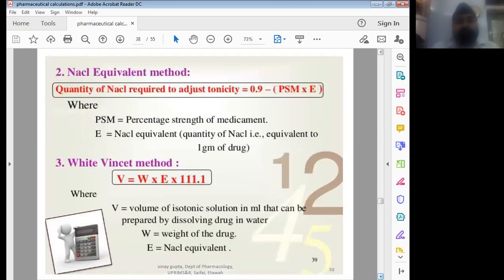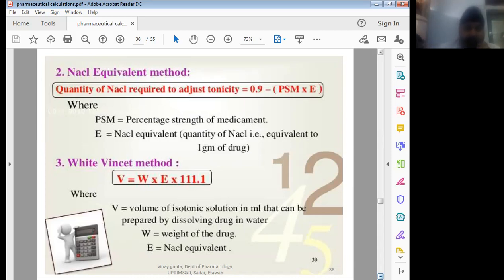Then the sodium chloride equivalent method: the quantity of sodium chloride required to adjust tonicity would be equal to 0.9 minus PSM multiplied by E. PSM, as I have told you, is the percentage strength of the medicament. E is the sodium chloride equivalent, that is, the quantity of sodium chloride equivalent to 1 gram of the drug.